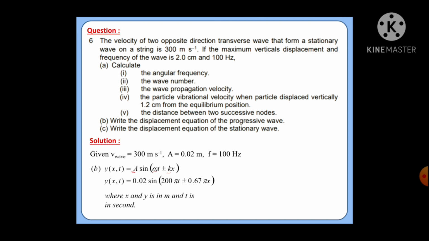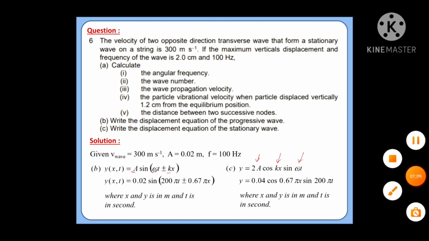So for 6c, we need to write the displacement equation for the stationary or standing wave. As usual, we need to write down the general equation for the stationary wave first, and next we need to substitute the value of the amplitude, which is equal to 2a, the value for wave number, and also the angular frequency inside the equation. Because of that, our stationary or standing wave equation is given by y = 0.04 cos(0.67 pi x) sin(200 pi t), where x and y are in meter and t is in second.